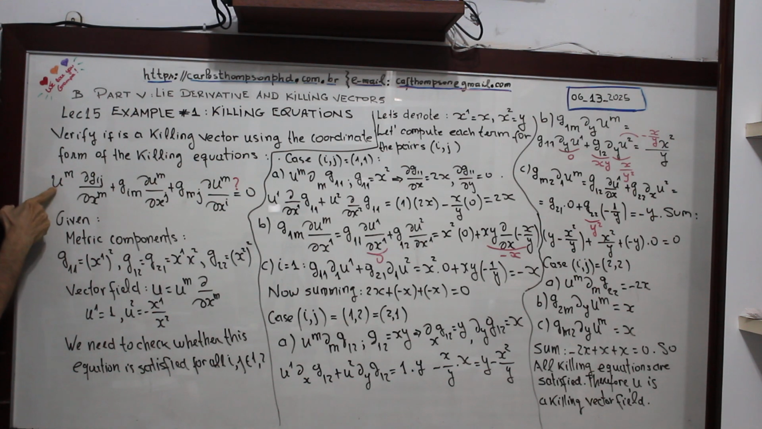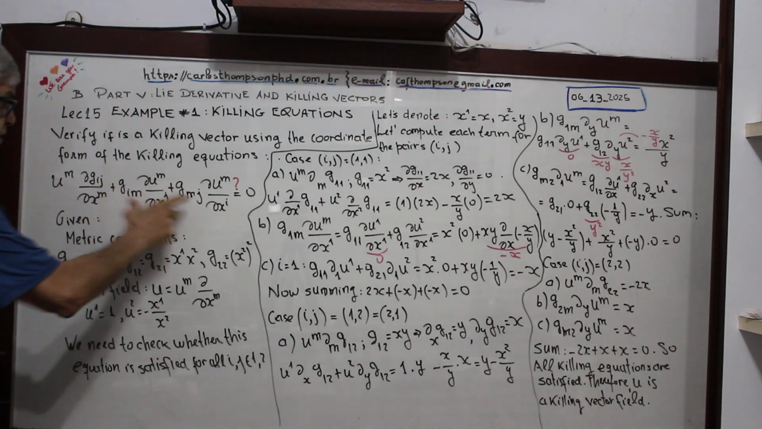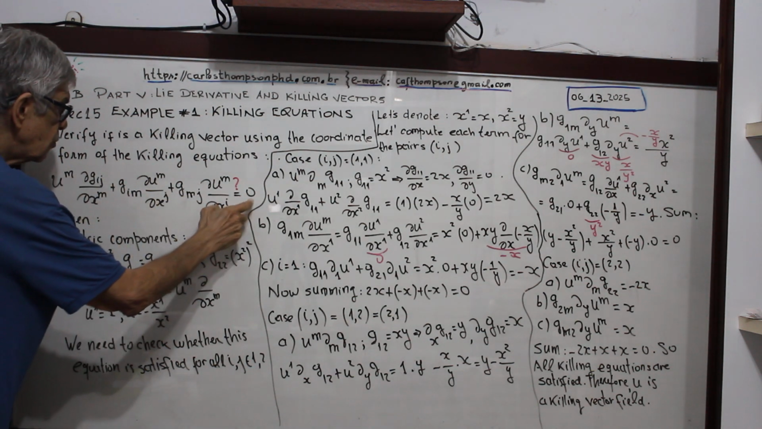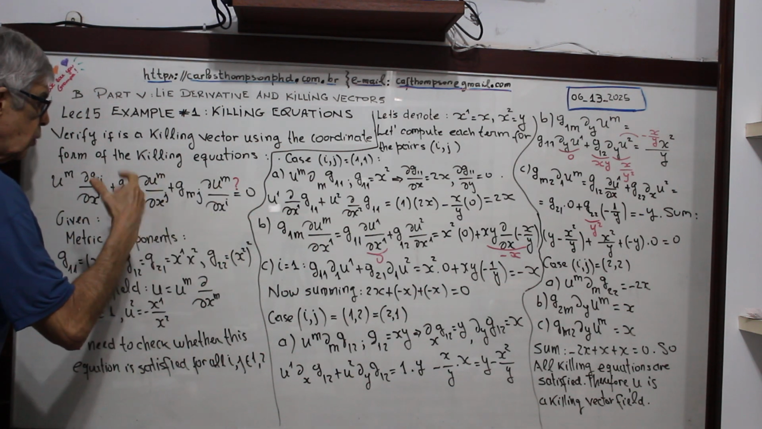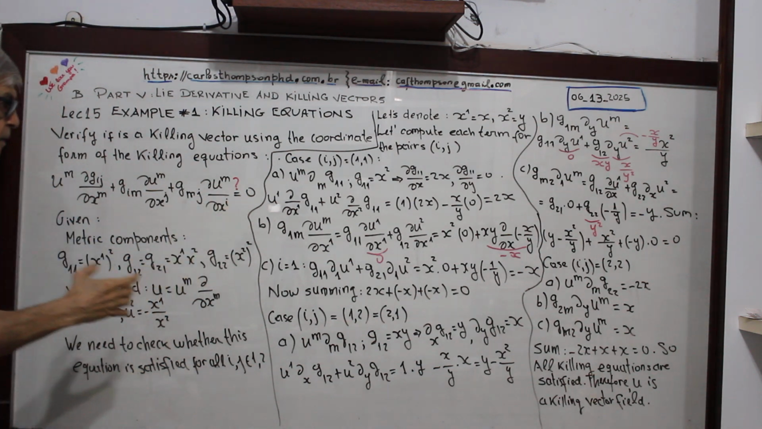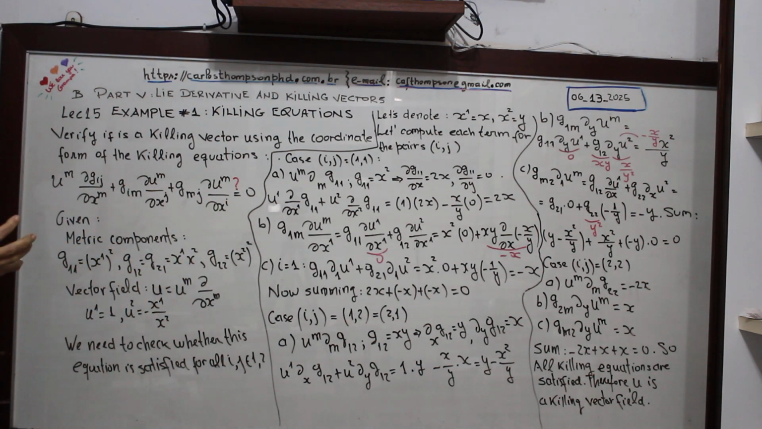Remember that we derived, instead of u, we wrote capital X M, which is a flow, a tangent vector. So let's see if this will be 0. If we find 0, this means that the u is a Killing vector field.